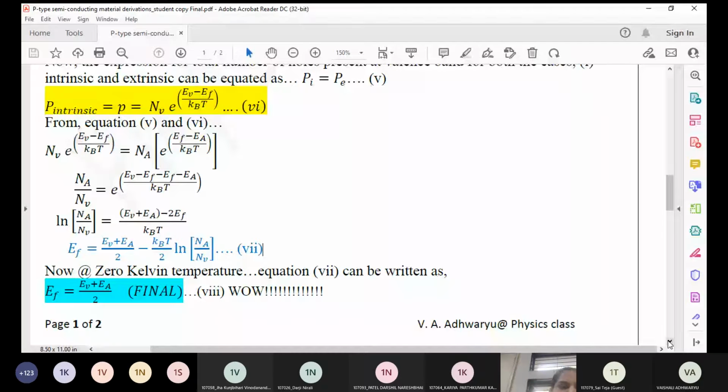Sai, the students have made your work easy. When temperature rises, what will happen? The total energy given in equation 7 would be moving down, and that down towards the valence band, down towards EV.